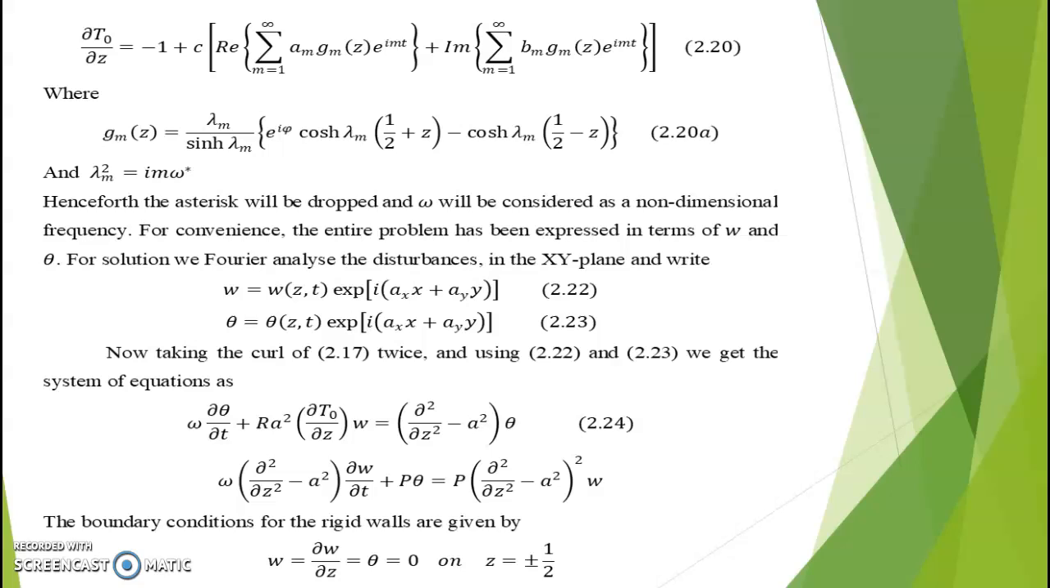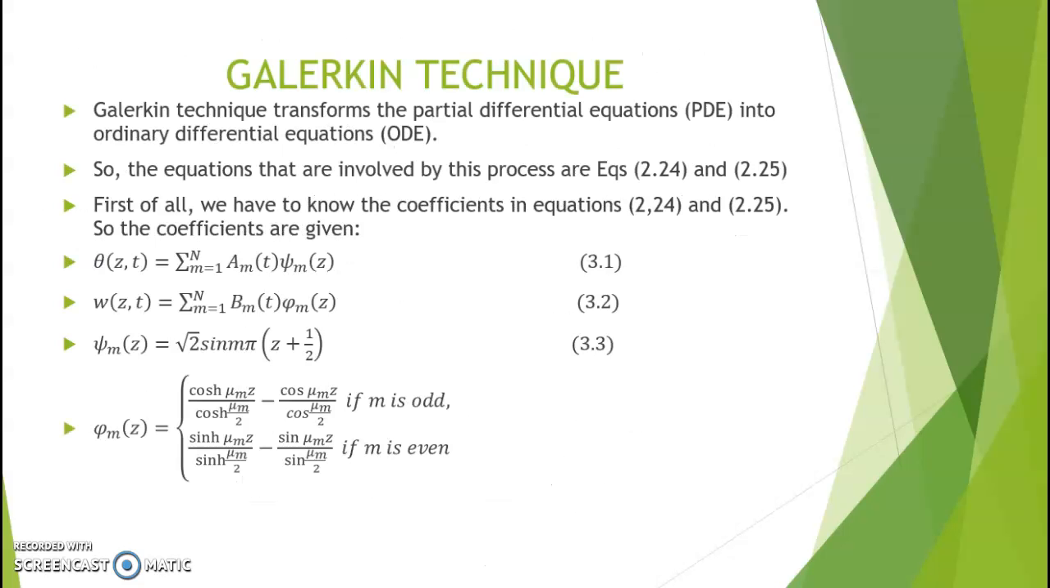Now taking care of 2.17 twice and using 2.2 and 2.3, we get the system as 2.24. The boundary conditions for the rigid wall are given by W equals 0 at Z equals plus or minus half. So this is the addition, my further research in FYP2.